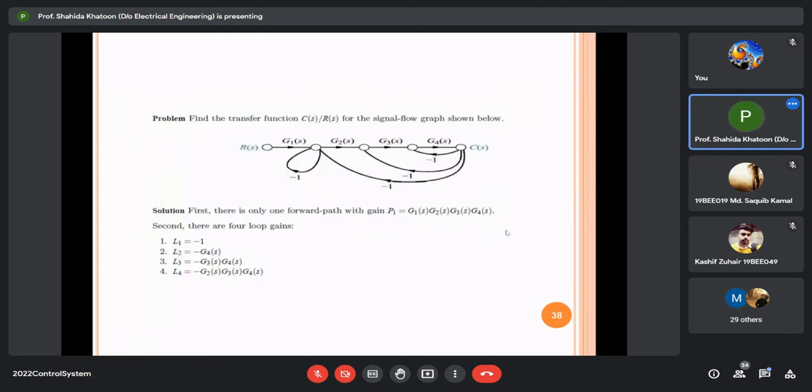Try to solve this problem. This is another problem on signal flow graph. This is the signal flow graph. You have to find out the transfer function. Assignment.